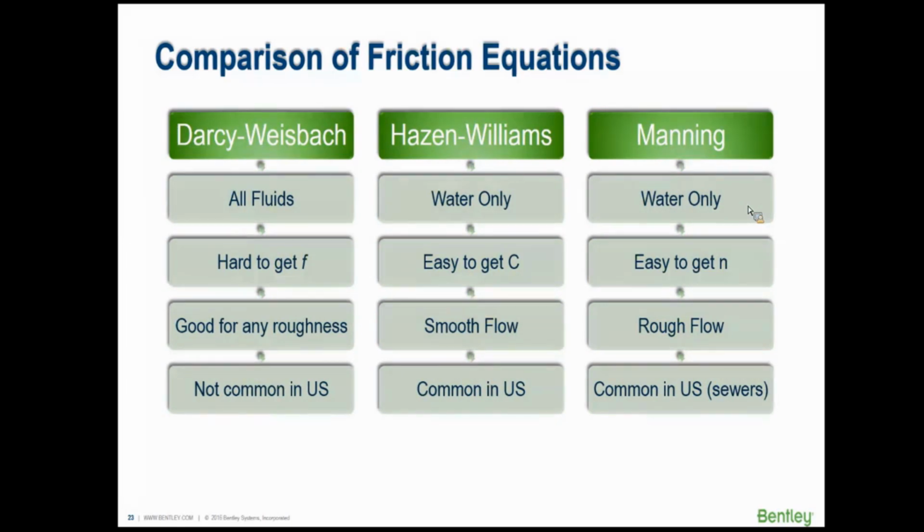Darcy-Weisbach is good because the viscosity and density of the fluid are explicitly considered, and you can use it for all different kinds of fluids, while Hazen-Williams and Manning are really water equations. They're not really intended for whether you're pumping kerosene or wine or whatever you happen to be pumping. Manually, though, it's hard to get f with Darcy-Weisbach. It's relatively easy to know C-factors or n values for Manning's equation. Hazen-Williams really is mostly relevant for very smooth flow conditions, while Manning's is more for rougher flow, and Darcy-Weisbach covers the whole range a little bit better.